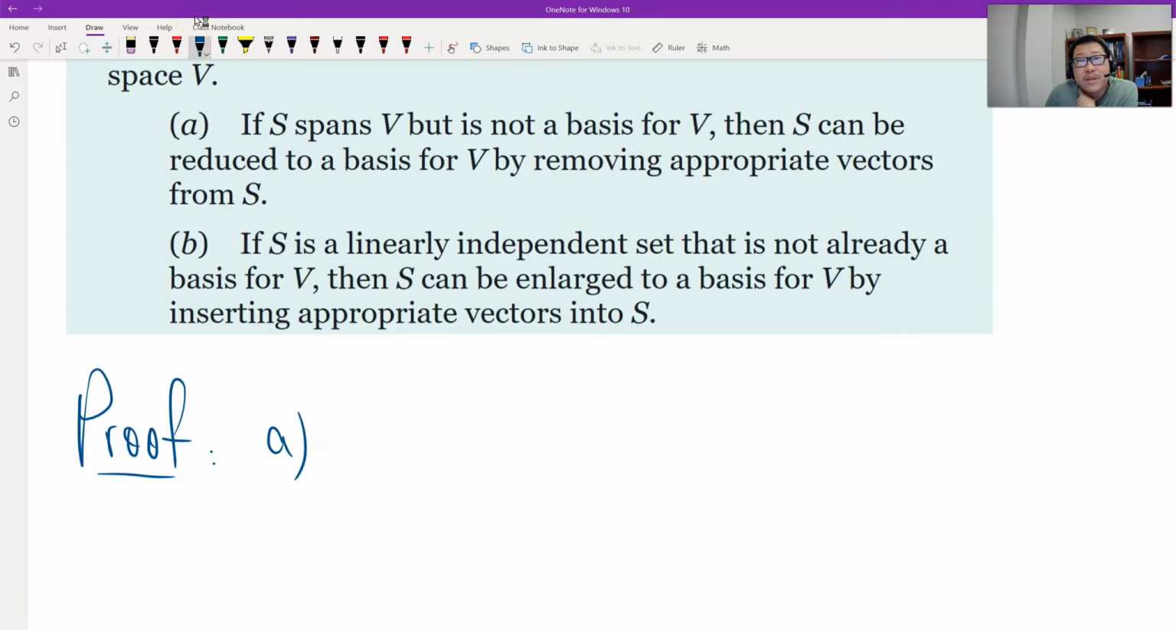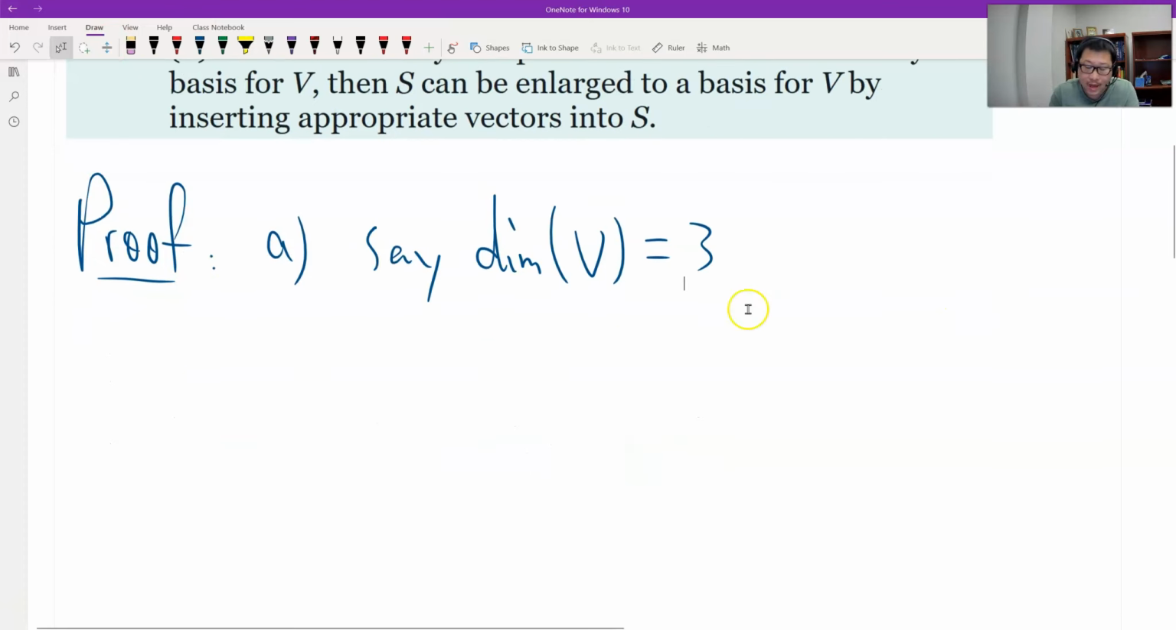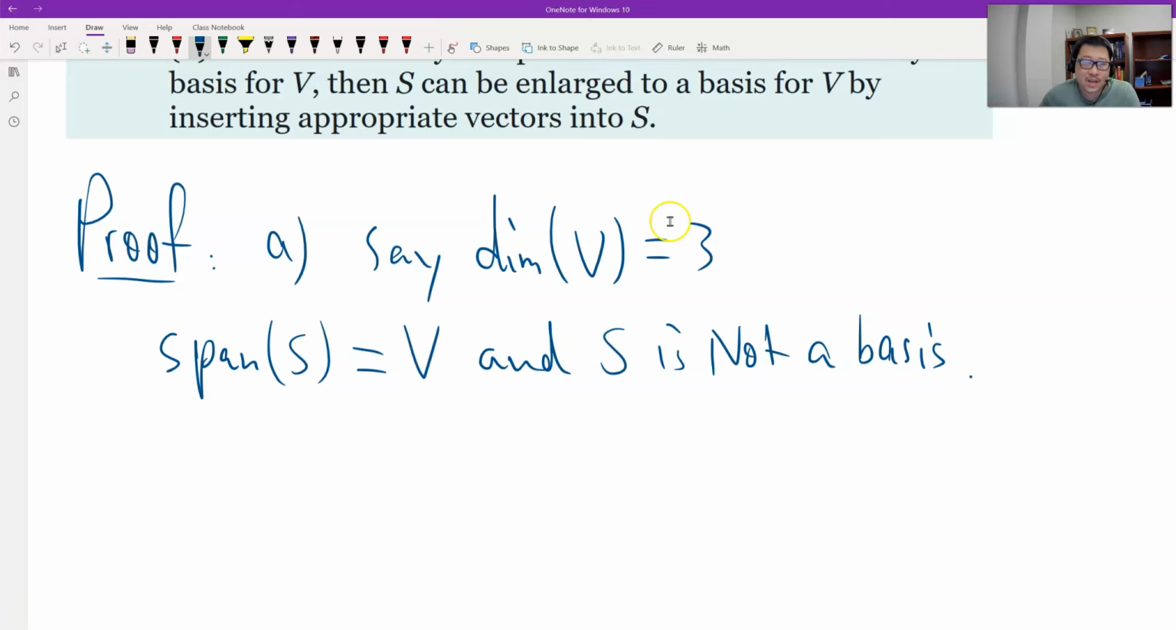So this is a finite dimensional vector space. I can take an example. Let's say the dimension of the vector space is simply 3. If it's a 4 dimension or 5 dimension, it's the same. And let's say S spans V, but is not a basis.